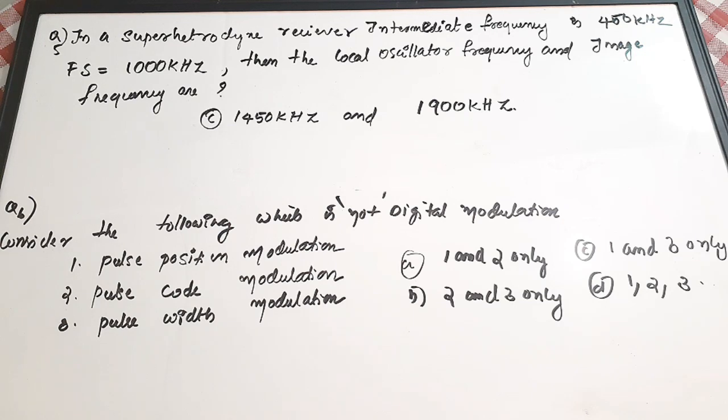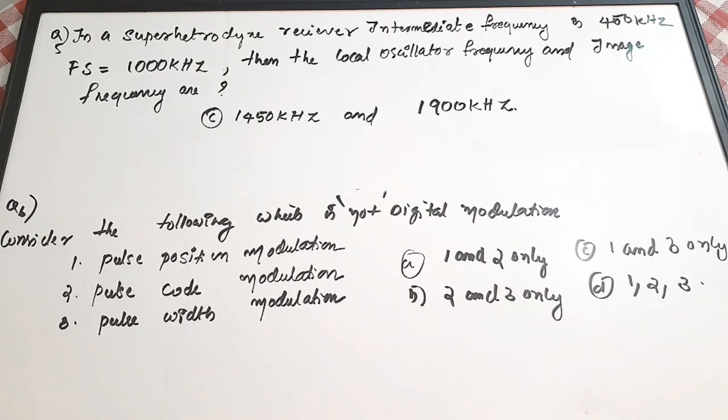Consider the following: which is not a digital modulation. I've given "not" in quotes because we need to find which is not a digital modulation. There are 3 candidates, and we need to find which option is correct. The first candidate is pulse position modulation. Is pulse position modulation a digital one? No, it is not a digital modulation.